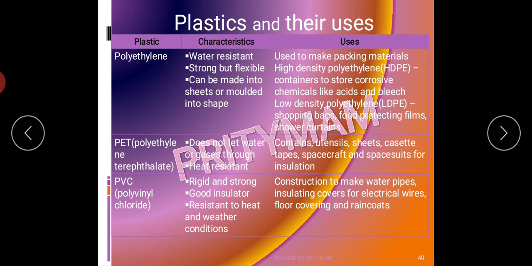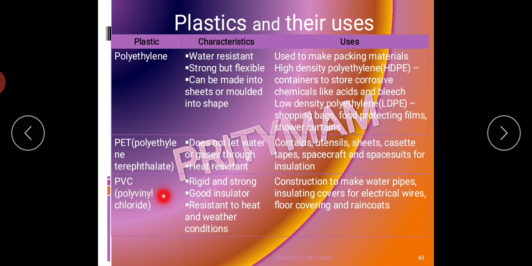PET, polyethylene terephthalate. It does not let water or gas through it, and it is also heat resistant. PET is used to make containers, utensils, sheets, cassette tapes, and so on. It is also used in spacecraft and spacesuits for insulation.